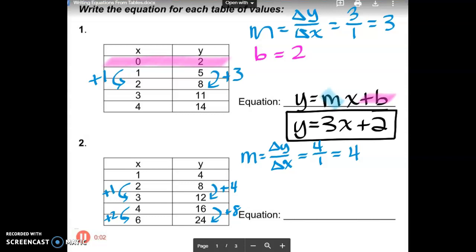Now in this problem, the table does not have x equals 0, does it? So I'm going to need to back it up to 0. So I'm going to do the opposite. I'm going to take 1 minus 1 to get 0, which is the opposite of increasing by 1, right? So for the y, I'm going to do the opposite of increasing by 4, and I'm going to take this 4 minus 4, and I'll get 0. So my y-intercept is 0.